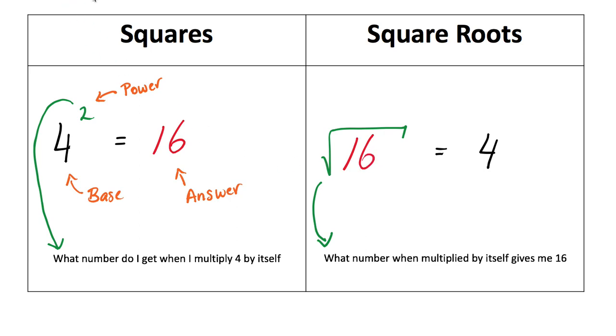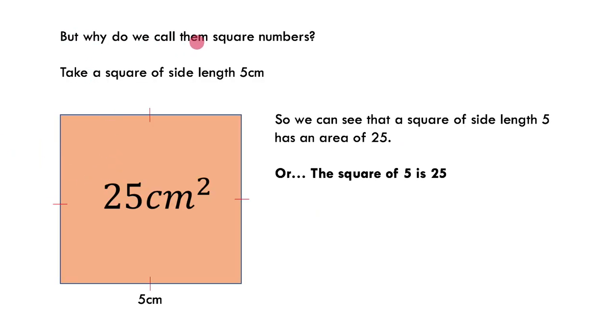Perfect. Now you might be asking, why are they called squares? Where are the squares coming from? Isn't that a shape? What does that have to do with what we're doing here? But why do we call them square numbers? Take a square with a side length of 5 centimeters. So here's our square. As you can see, a square with a side length of 5 has an area of 25. Or we could say that the square of 5 is 25. Hopefully that makes it clear as to why we call it squares. Because the square of 5 will be 25.